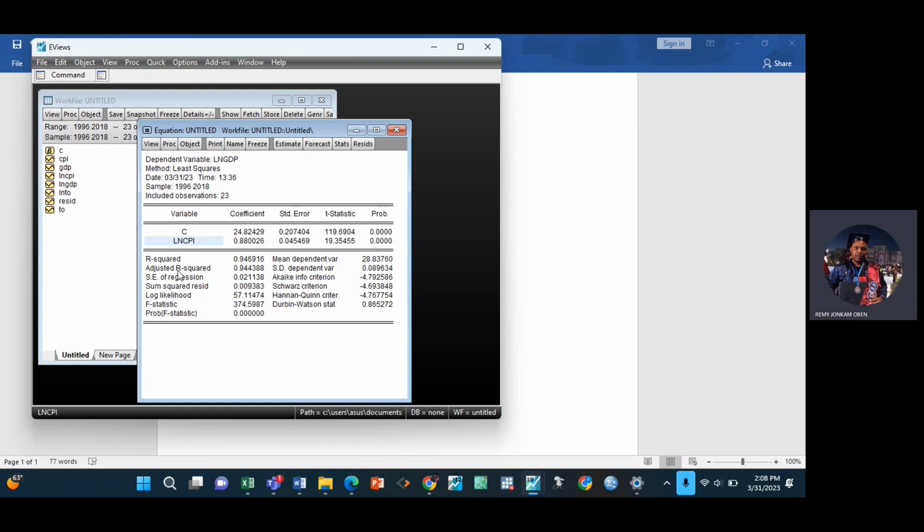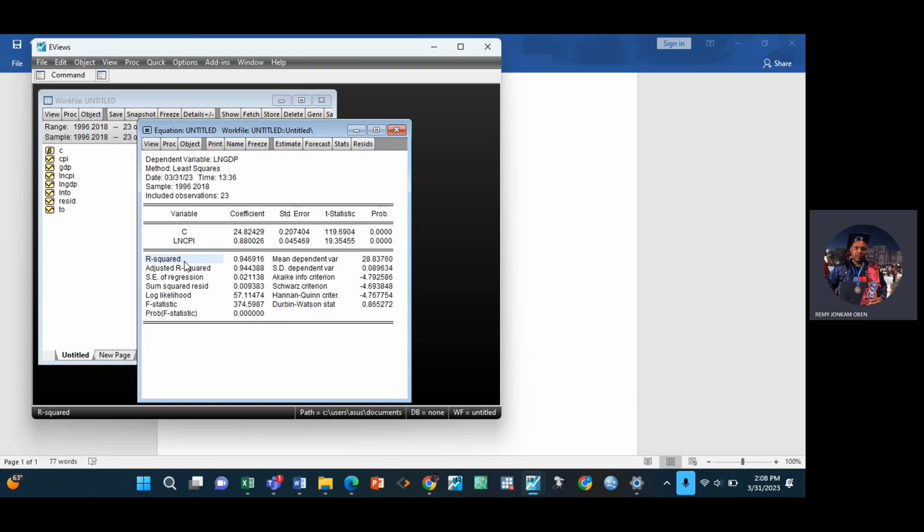Now with adjusted R squared, it is actually R squared, but it is adjusted. What do I mean by that? Adjusted R squared also shows us explanatory power, but it's not too important in simple regression. It's important in multiple regression.